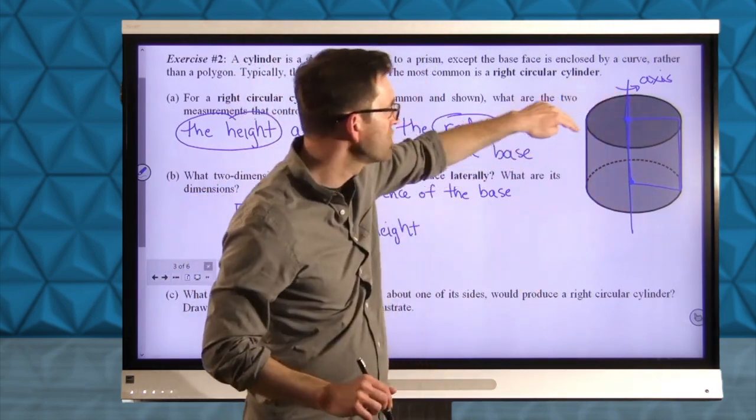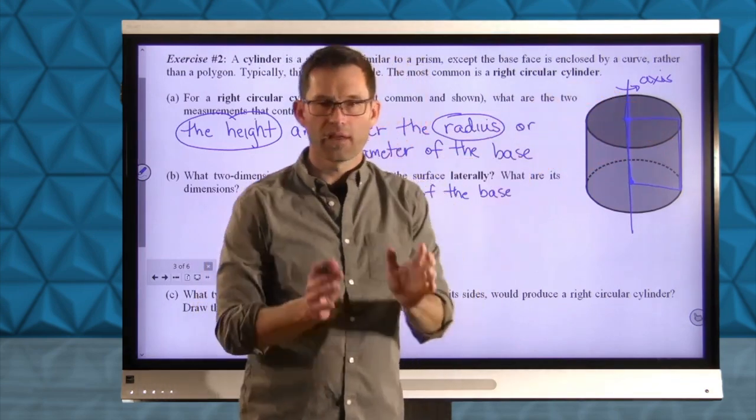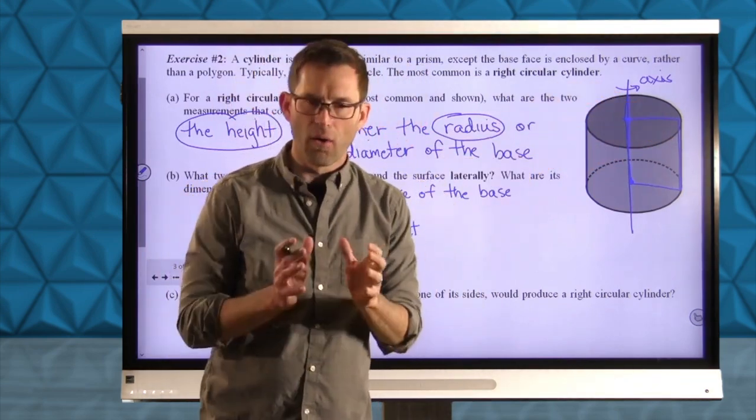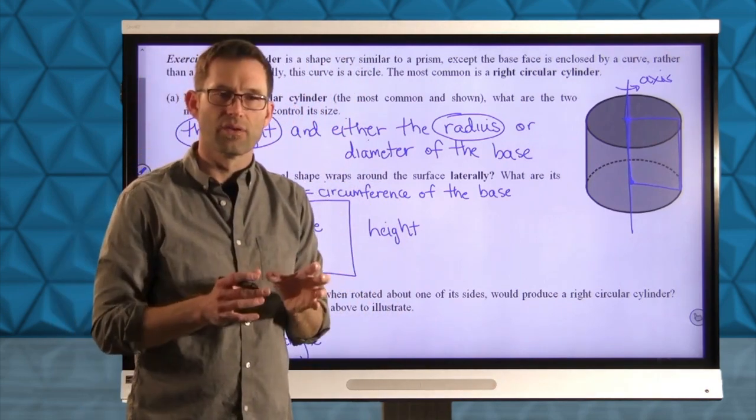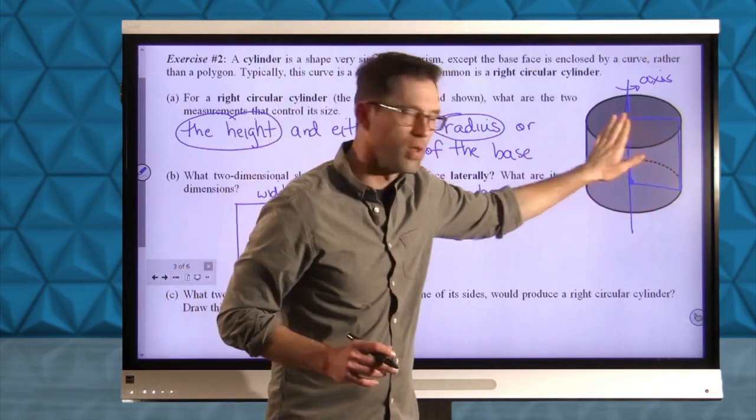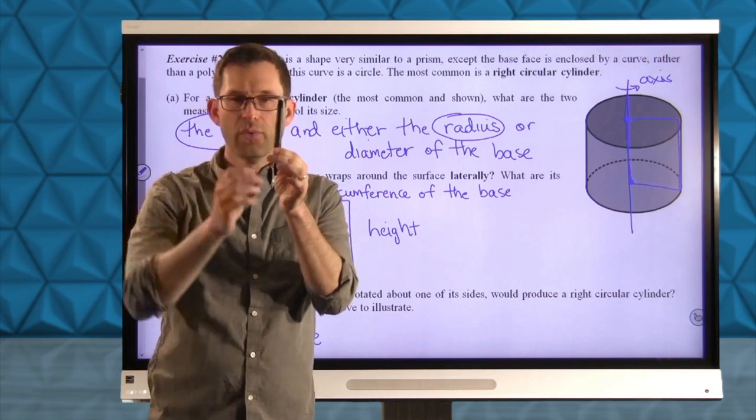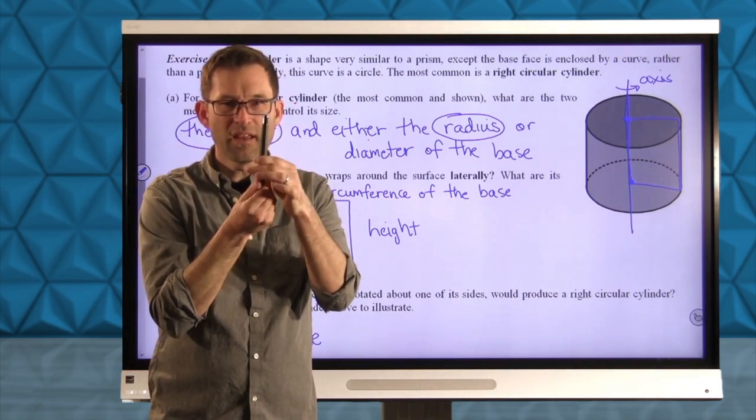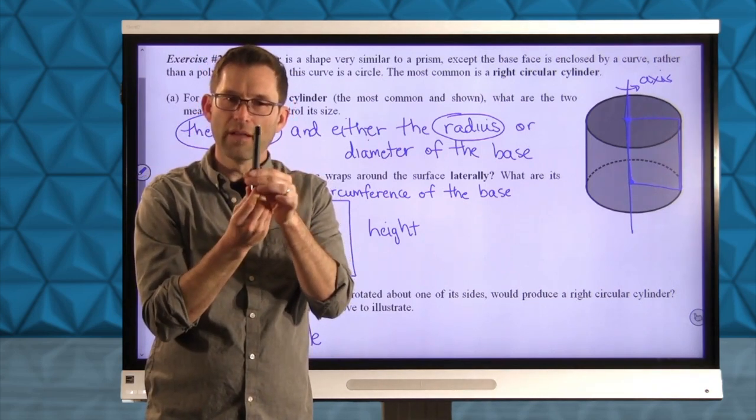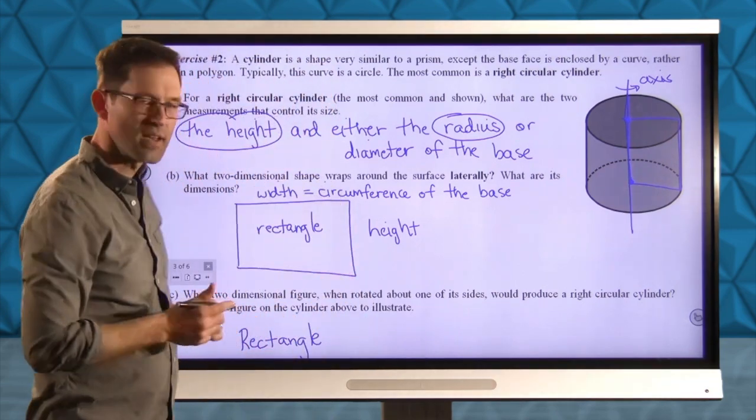If I just rotated it around there, it would sweep out everything that that cylinder is occupying, all the three-dimensional space that that cylinder is taking up, I would hit by rotating that rectangle around that axis. Imagine taking a rectangle and gluing it to this pen and spinning it around. That would create a cylinder. It's kind of cool.